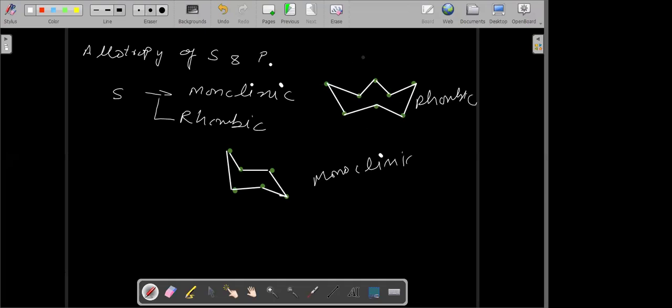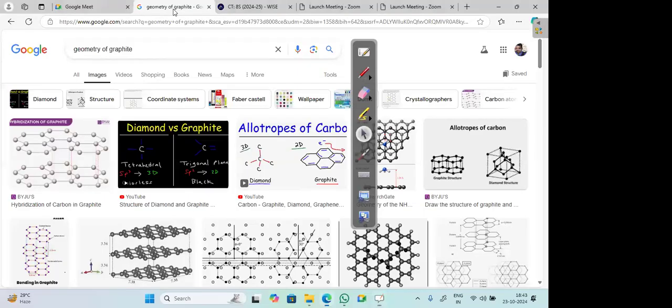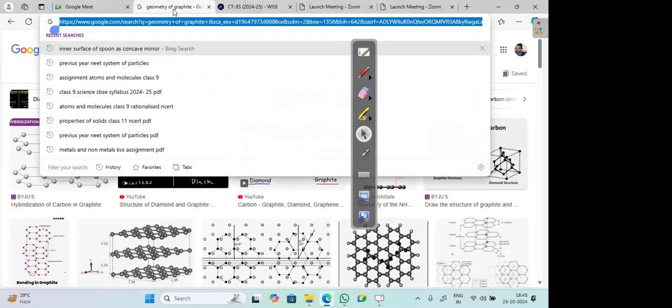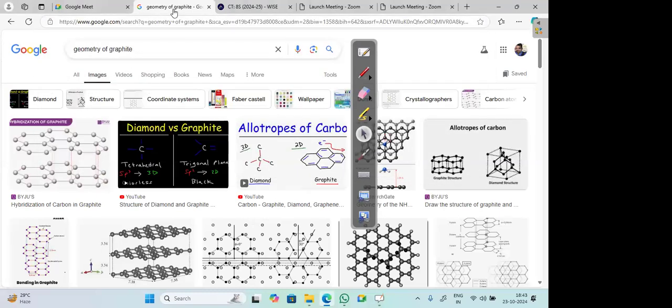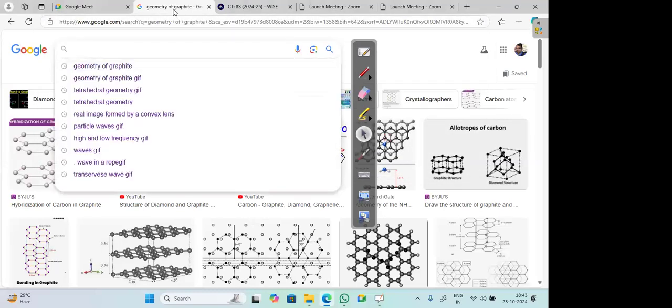Okay. So with this, I think we have finished with the physical properties of carbon. Let's see.